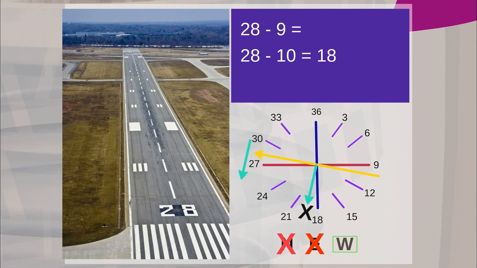But now that we know that 28 minus 10 is 18, add one more back to it because we took too much. We took one extra away originally. Let's add one back to it. So 28 minus 9 equals 19. But from our drawing alone, you can see that the X is literally right there at 18.